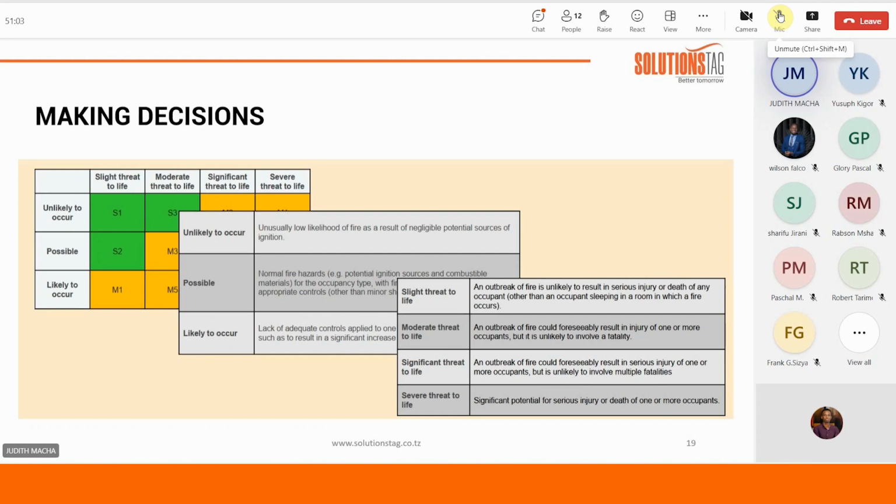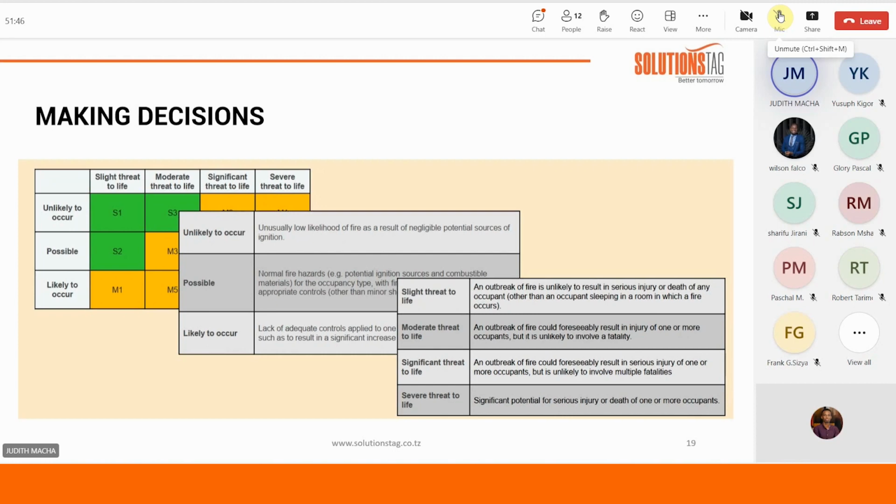So after evaluating those hazards and those scenarios, you then need to calmly make a decision. In making the decision, you have two sides that can help you. First, the likelihood of occurrence: how likely is that scenario, that hazard, that situation to happen, and if it happened, what would the consequence be. Here we have a 3x4 matrix. If you say it's unlikely to occur, that means it's very negligible, very unlikely for that potential source of ignition to happen in your area. But if we say it's possible, that means it's a normal fire hazard.